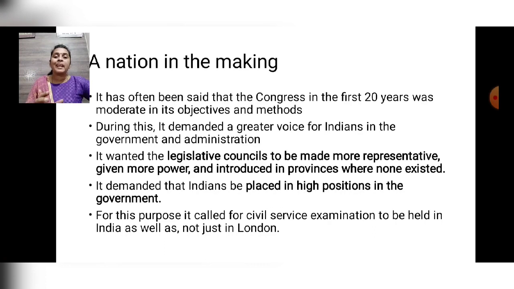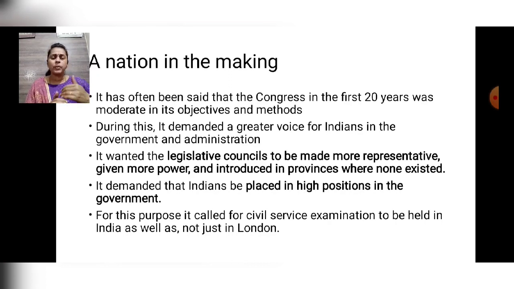It was formed by a retired judge from England, A.O. Hume, and Dadabhai Naoroji and Firoz Shah Mehta were the active leaders of Congress during that time. It has often been said that the Congress in the first 20 years was moderate in its objectives and methods. During this, it demanded a greater voice for Indians in the government and administration. As I told you, in the year 1885 the Indian National Congress was formed, and for the first 20 years they were very moderate.